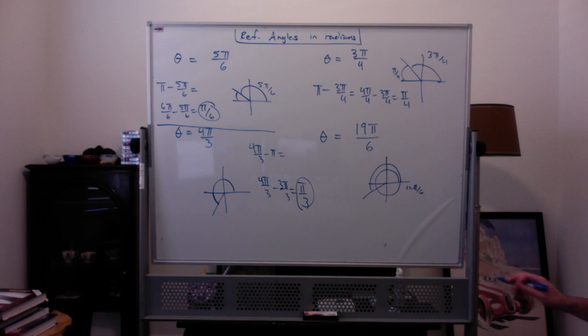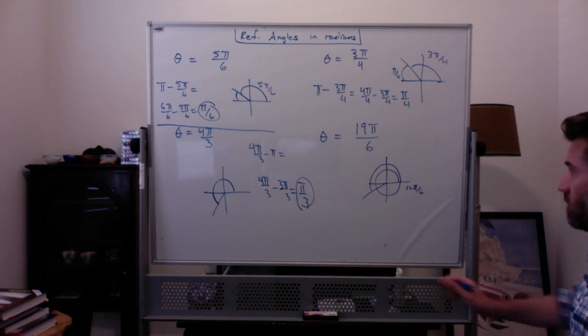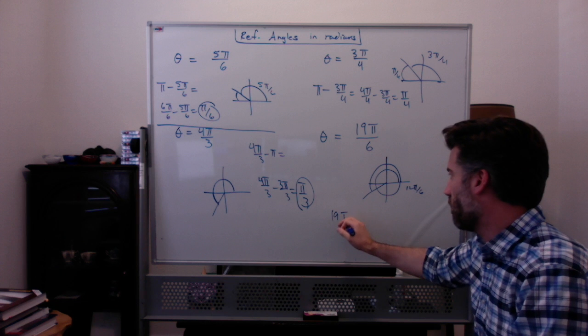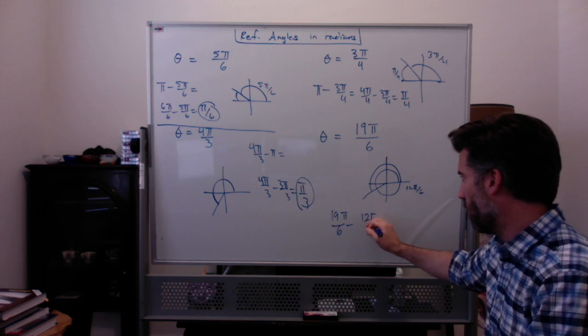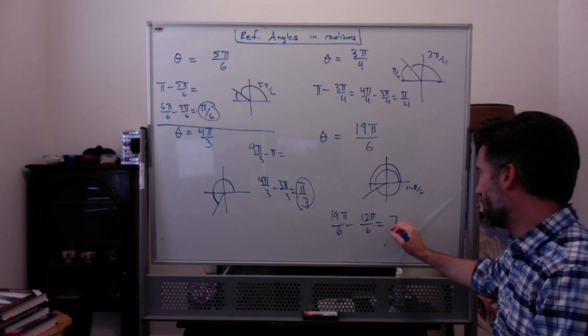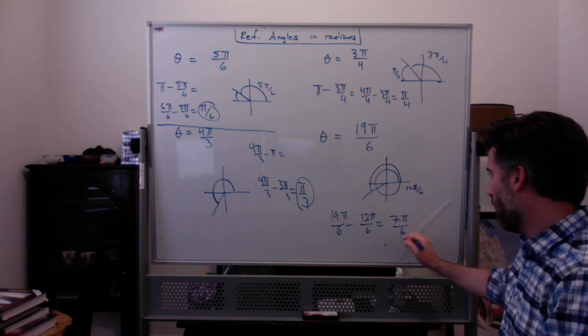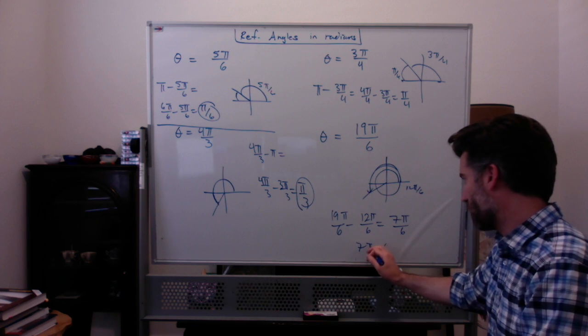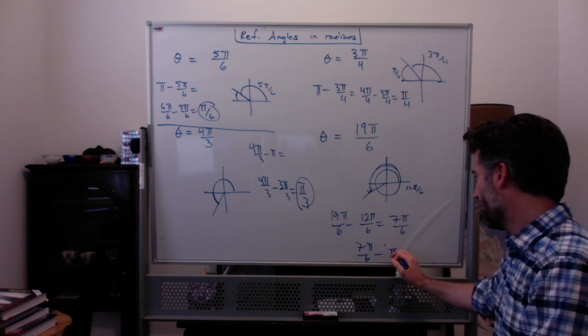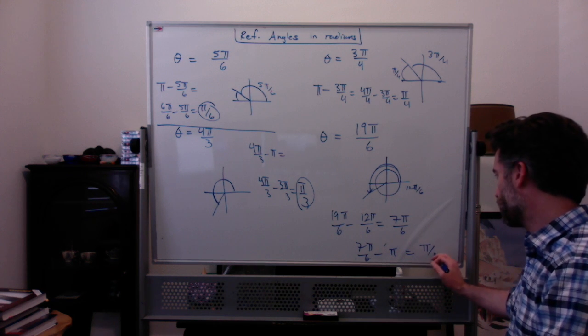So I could do it this way. In fact, what I should probably just do is 19 pi over 6 minus 2 pi, which is 12 pi over 6, gives me 7 pi over 6. And then 7 pi over 6 is in Q3, and then I do 7 pi over 6 minus pi to get 1 pi over 6.